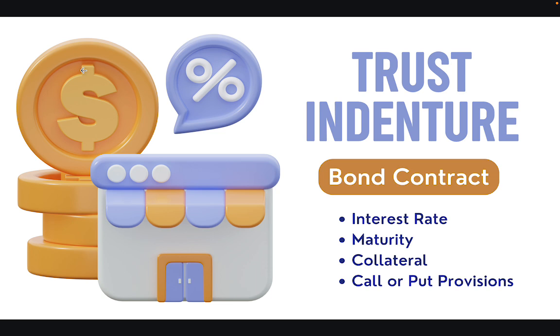Okay. So all corporate debt has a trust indenture, which is the bond contract. And on the bond contract, you will see the interest rate, the maturity date, the collateral if it's a secured debt, and any call or put provisions in there. So those are all expected to be found on the trust indenture. It's just a contract. Again, Series 65 uses a lot of different words to say the same thing.